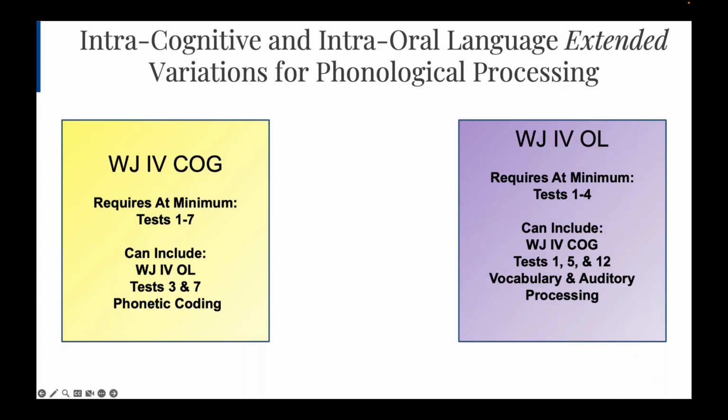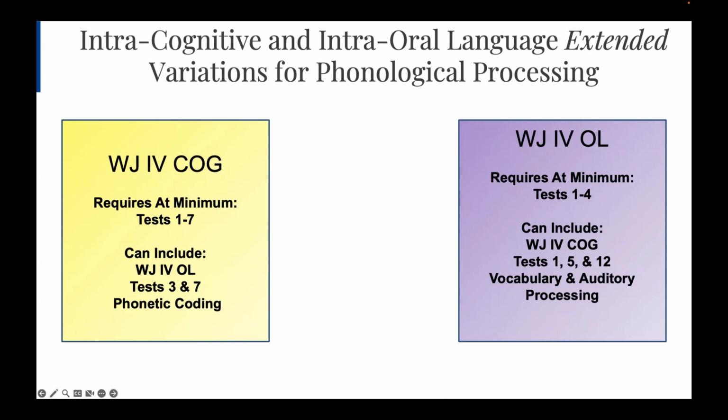Now, another variation that you can run if you have both the WJ4-COG and the WJ4 oral language is extended variations. With access to both test batteries, you can do a WJ4 intracognitive variation that also includes some of the oral language tests. Now you might be asking, what's the significance of doing that? Well, if you run that cognitive variation and pull in oral language tests, those oral language tests are being compared to your examinee's average performance on other areas of cognitive ability.